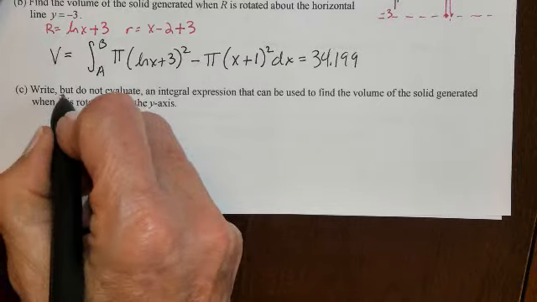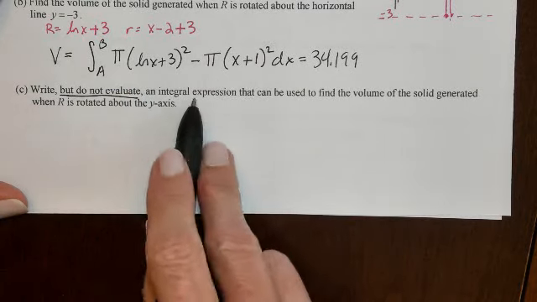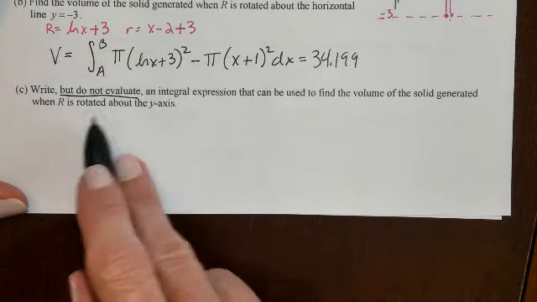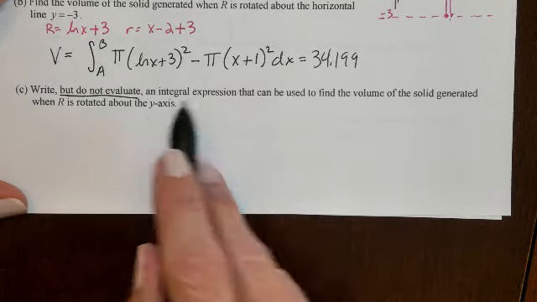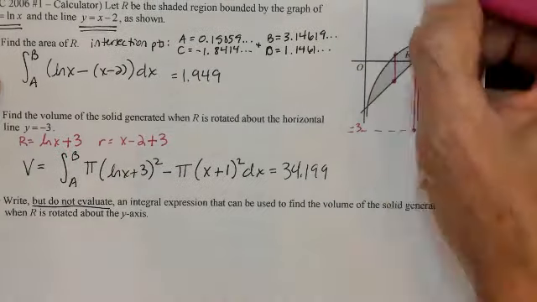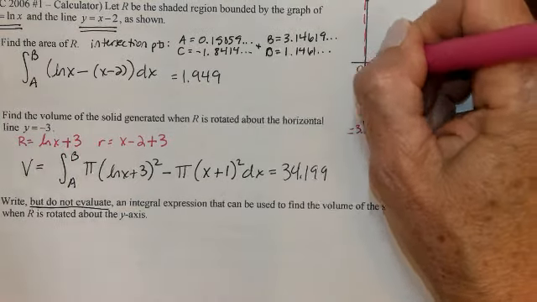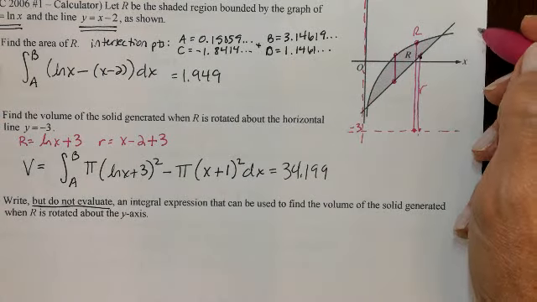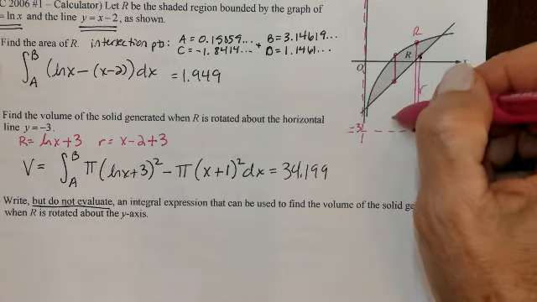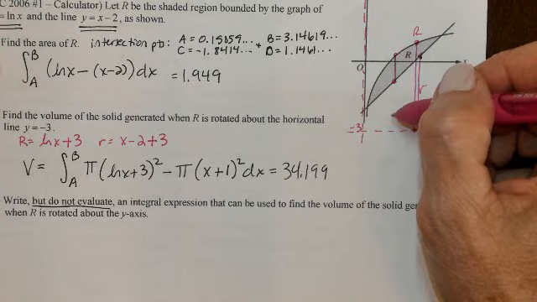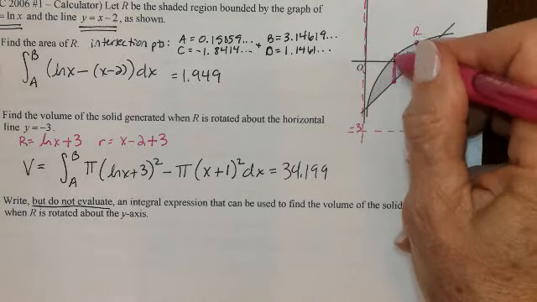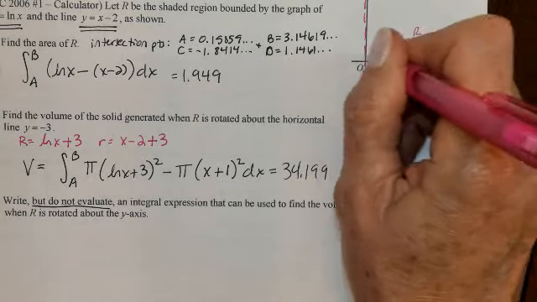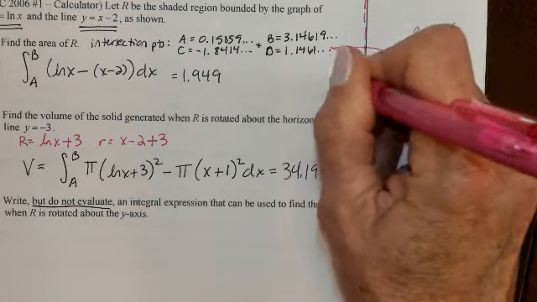Write but do not evaluate, so we don't have to use our calculator. An integral expression that can be found to find the volume of the solid generated when R is rotated about the y-axis. Okay, so now we're going to revolve it around the y-axis. I would choose to use the cylindrical shell method here. We can certainly use either, but I'm going to use the cylindrical shell method.